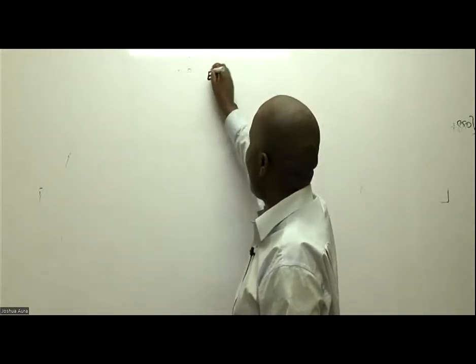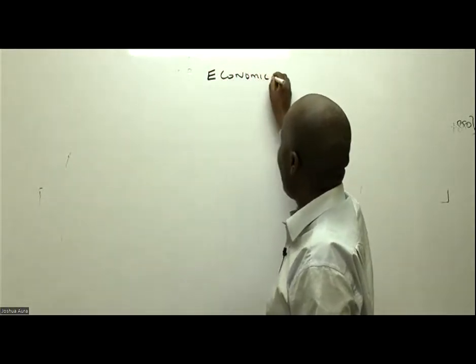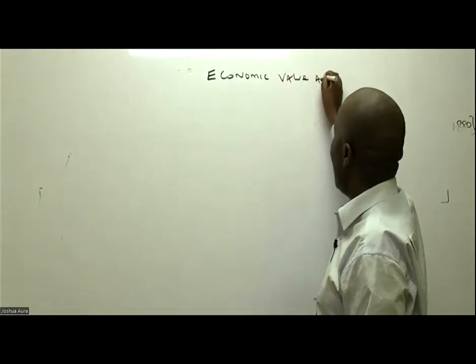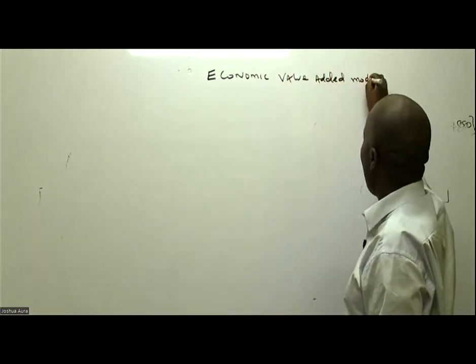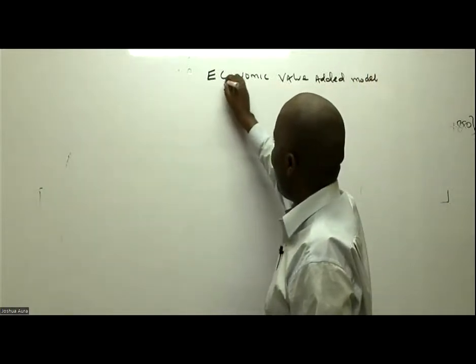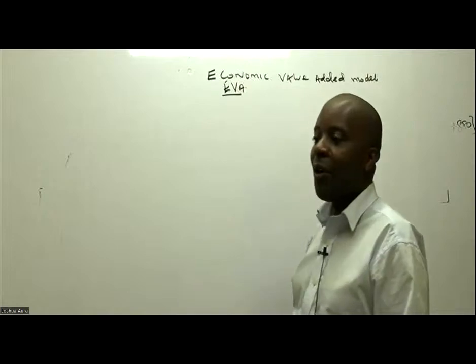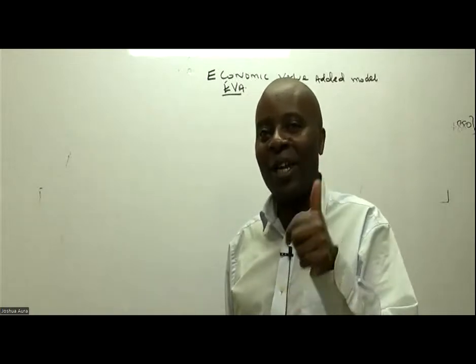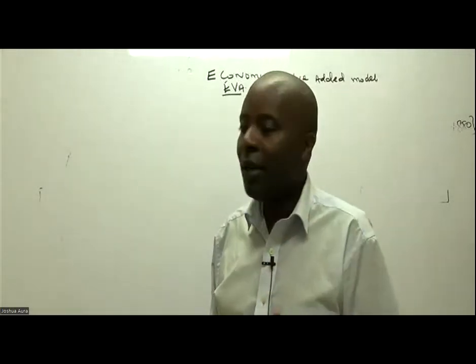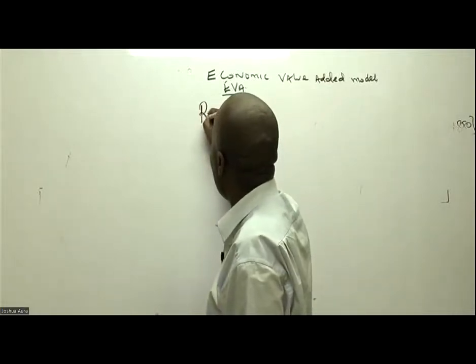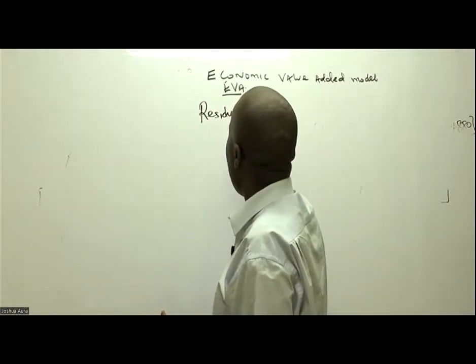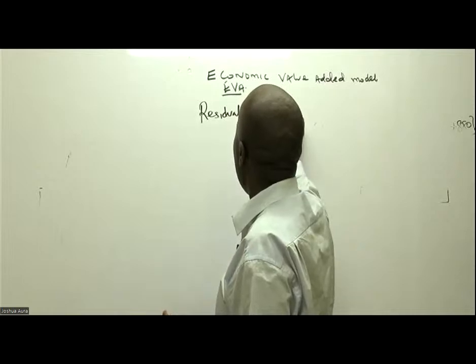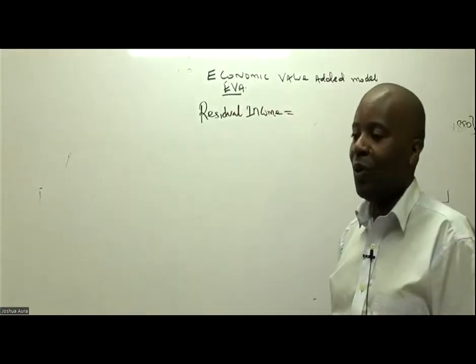Great. So right now, ladies and gentlemen, we are doing what we call the economic value added model, EVA. Economic value added model, very popularly known as what here? EVA. Remember, EVA borrows heavily from where? From residual income. So we cannot start this EVA model without you telling me, how do we get residual income?